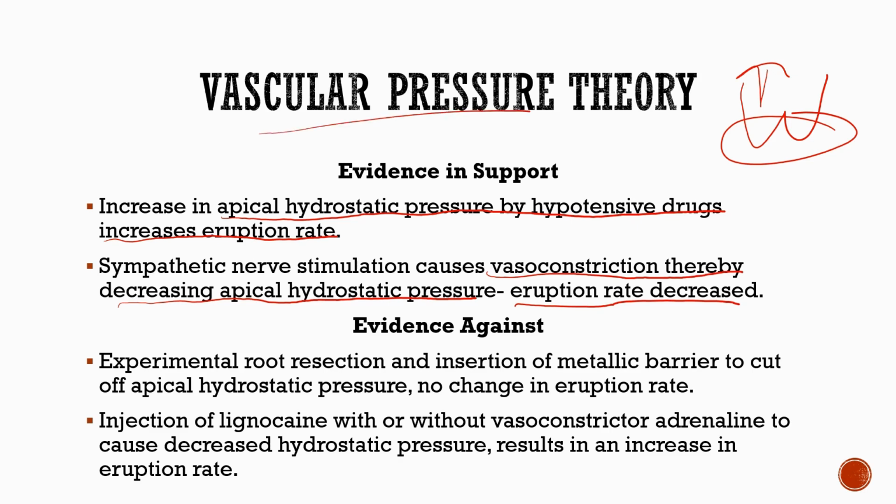If there is no vascular pressure, no eruption will occur. But what are the disadvantages of this theory? Experimental root resection and insertion of a metallic barrier to cut off apical hydrostatic pressure. There is no change in the eruption rate. So this theory was also discarded, because after insertion of a metallic barrier to prohibit the vascular pressure, there is no change in the eruption rate. The eruption rate is normal and the tooth is erupting in the oral cavity.